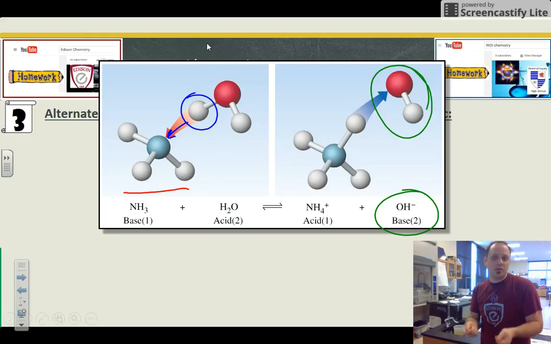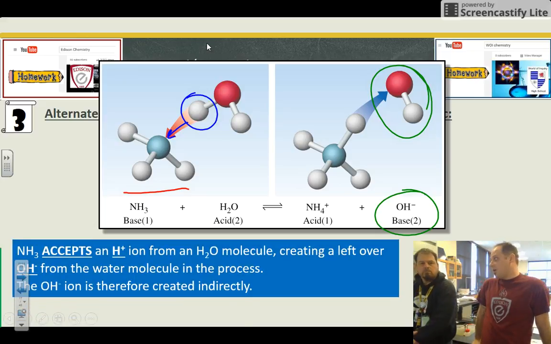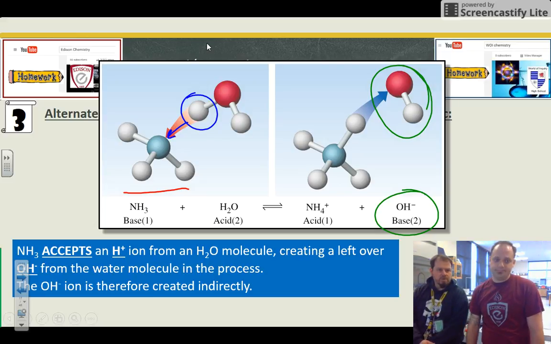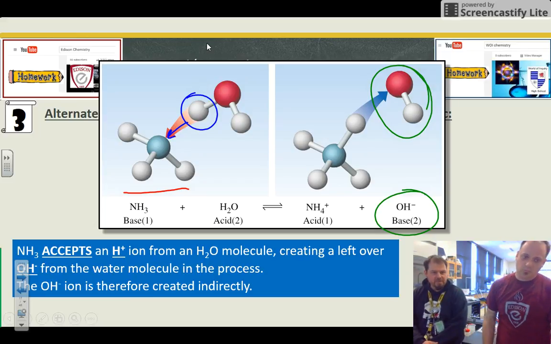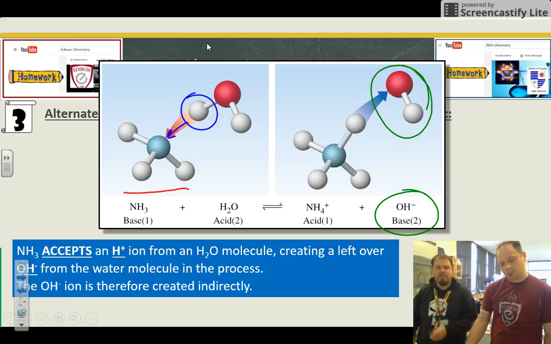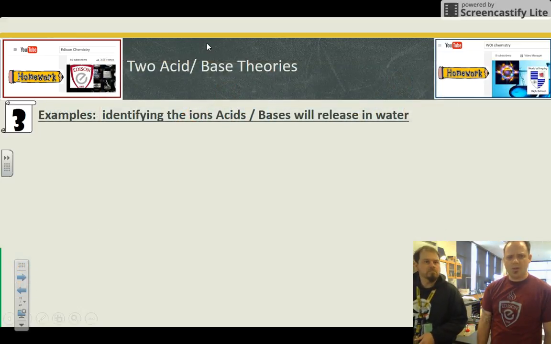Which is what the pH probe or the tester is saying: hey, that's basic, because there's no H plus ions in here competing with it. That ammonium ion now has it locked up. It's a polyatomic ion and doesn't lose it very easily now. And that's how a molecule that doesn't have OH in it can be considered a base, because it messes with water, and accepts a proton. So, recap: NH3 accepts an H plus ion from a water molecule, creating a leftover OH minus in the water in the process. So this OH ion is created indirectly, not directly. It didn't just dissociate out of the molecule. That's why it's an alternate theory.